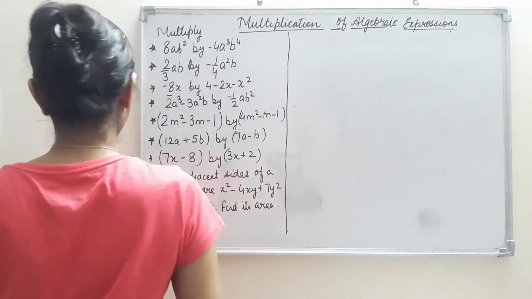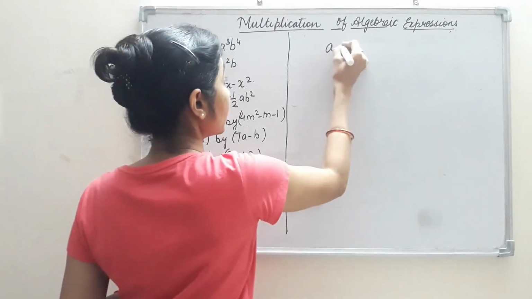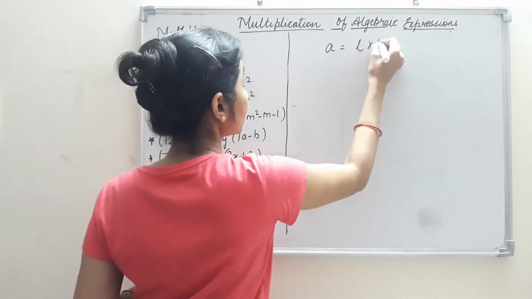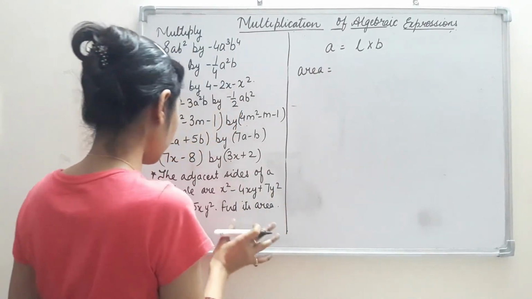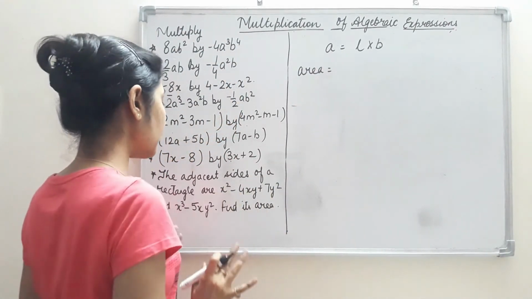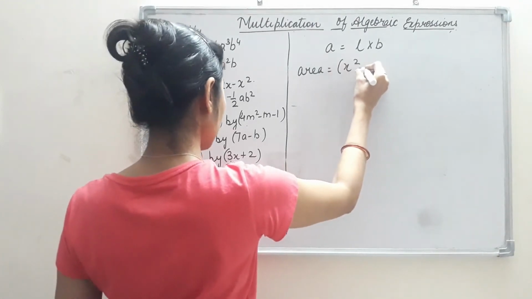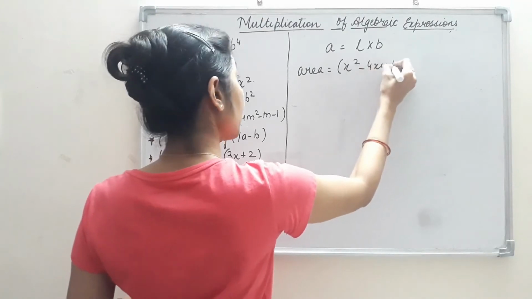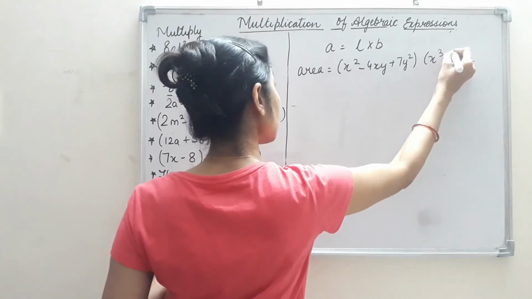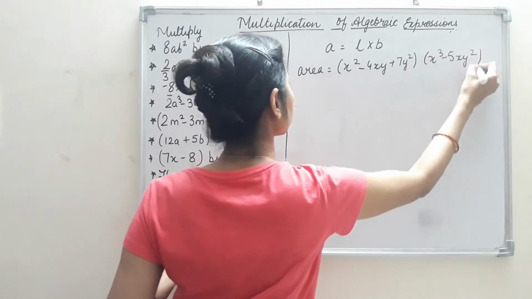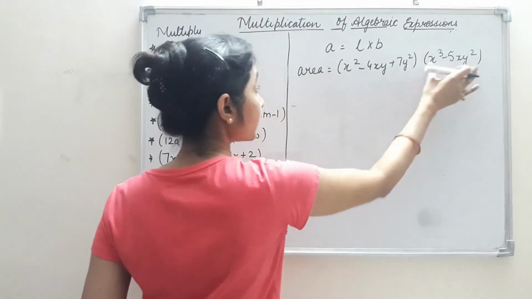So we'll just start with writing the formula for area of rectangle, and the dimensions of the rectangle we are given. The area is equal to length into breadth. So area is equal to, we are not given which is length or which is breadth, we are just given that the two sides are these. So here we will just multiply both of them, x square minus 4xy plus 7y square by x cube minus 5xy square.